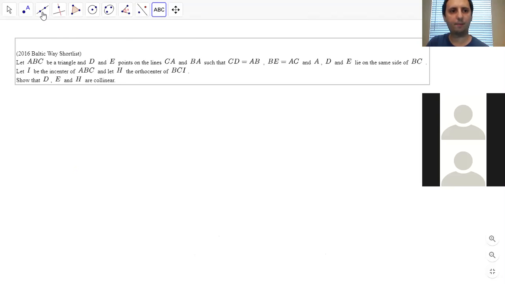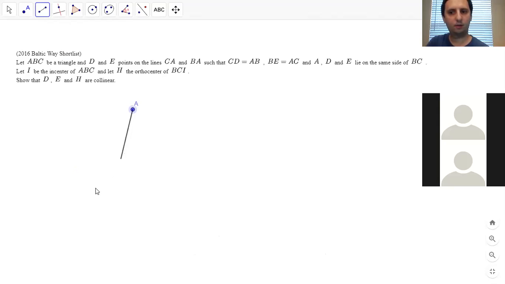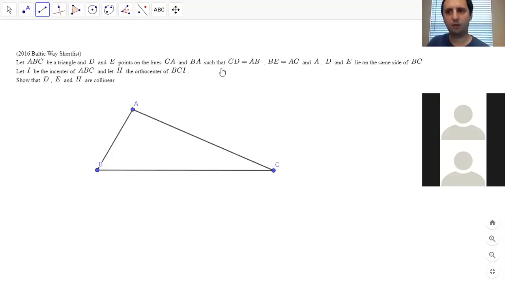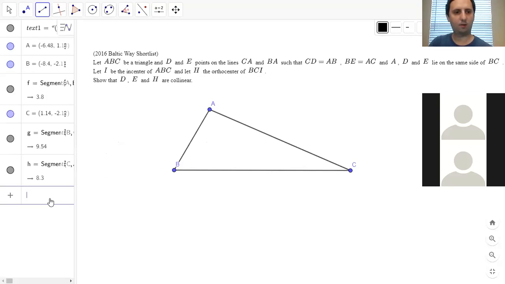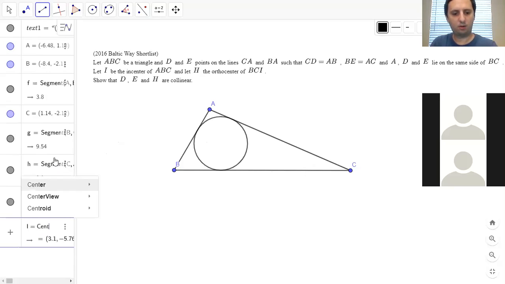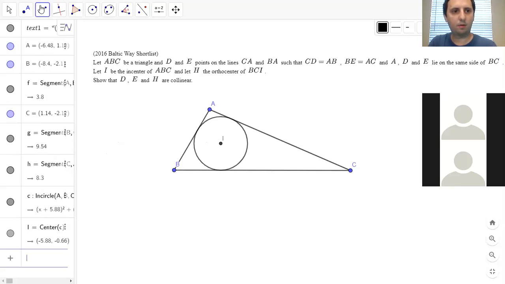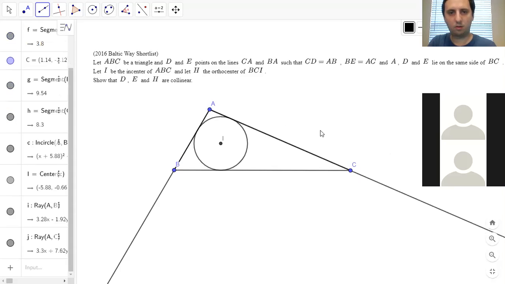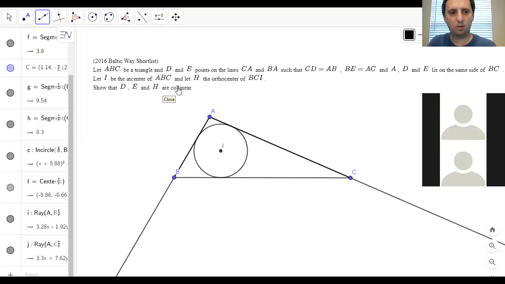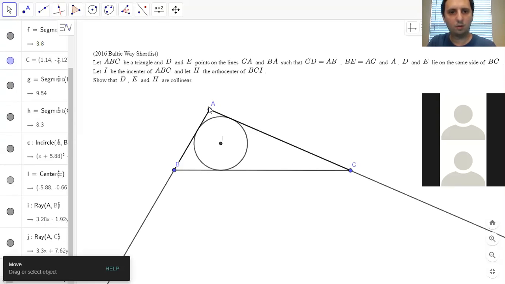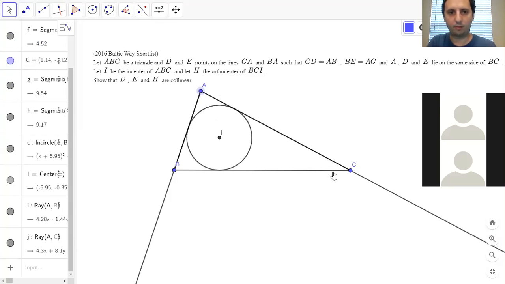So we have triangle ABC. Okay, so I is the in-center of ABC. And then we have the orthocenter of BCI.